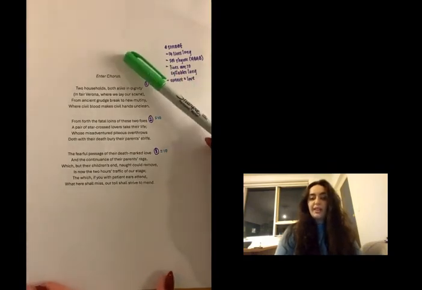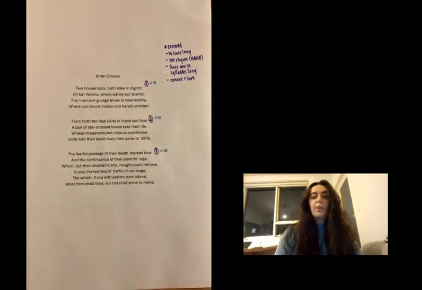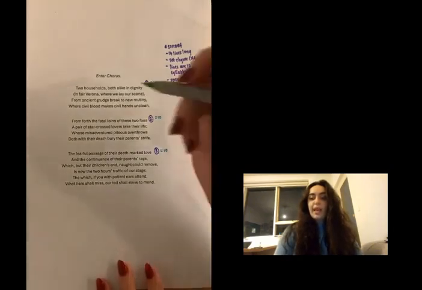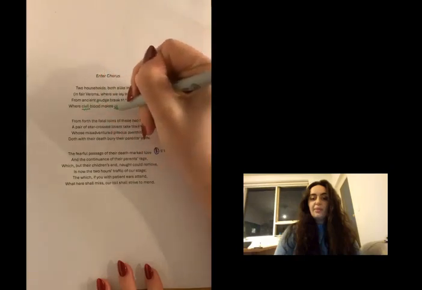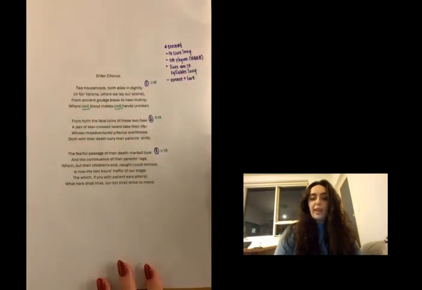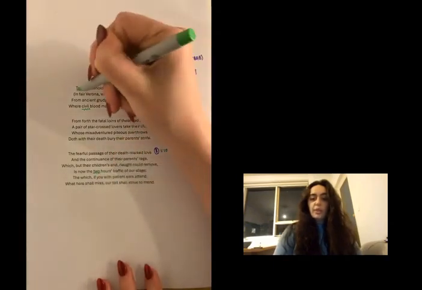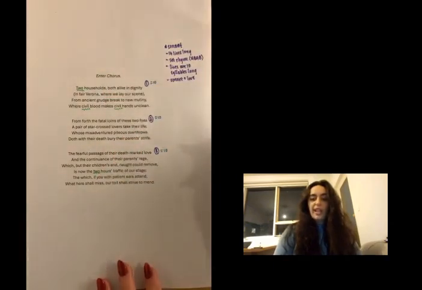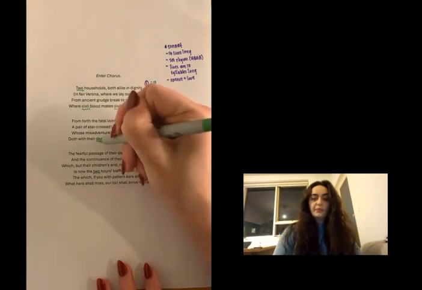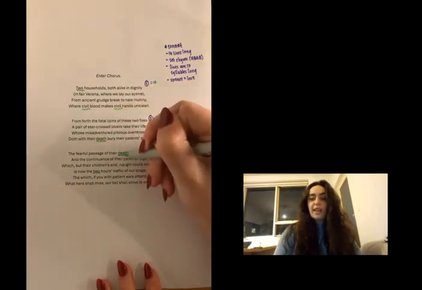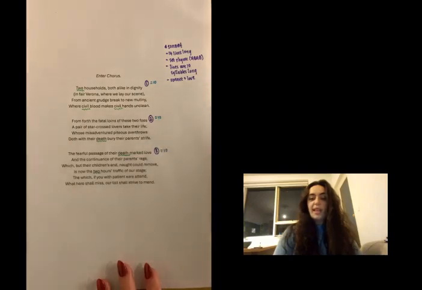Next, we will take a new colour and have a look for any poetic language. The first thing that jumps out to me is the use of repetition. We have where civil blood makes civil hands unclean. As we scan through the lines, we also see the word who tying in with the theme of two households, two star-crossed lovers. We also see the repeating word of death, also tying in with one of our other themes of the text.